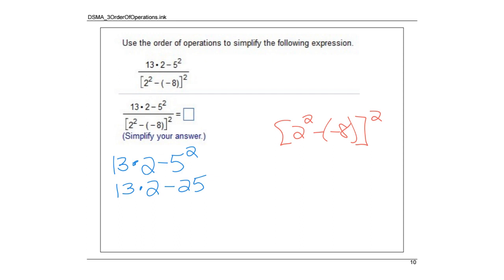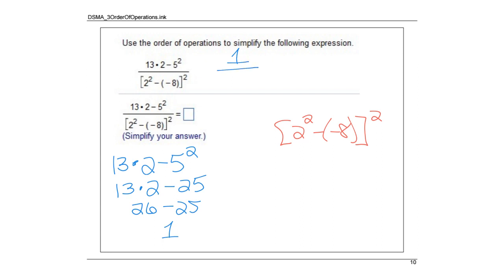Then we're going to do multiplication and division. So we only have multiplication, 26. 13 times 2 is 26 minus 25. That gives me 1. So that's going to go in the numerator on top.